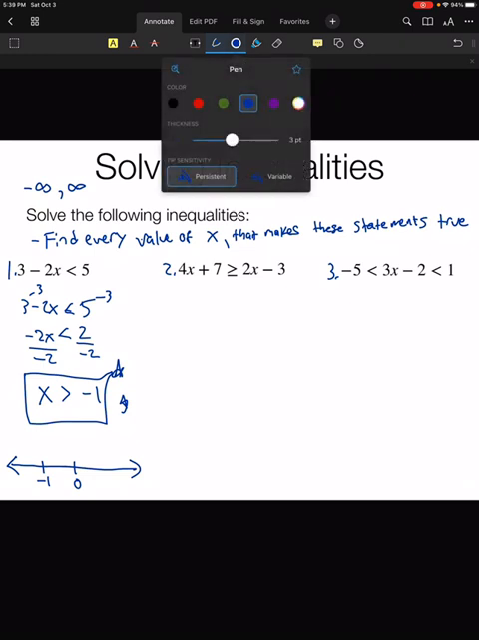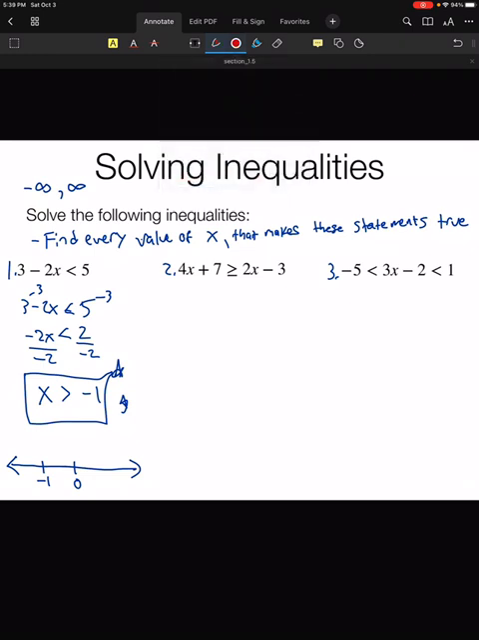So how you should do that, and I'll do it by changing colors here, is that at the point negative 1, you should have an open dot, because it doesn't include, this is greater than, not greater than or equal to. So it's an open dot at negative 1, and then you shade in everything that's true. And so everything that's true is greater than negative 1, so I shade that in, put an arrow at the end, and there's the graphical representation of what we did.